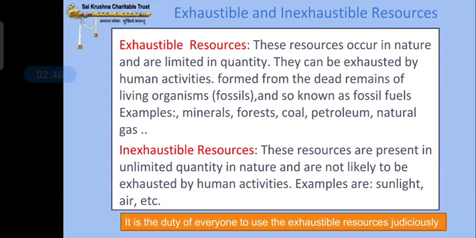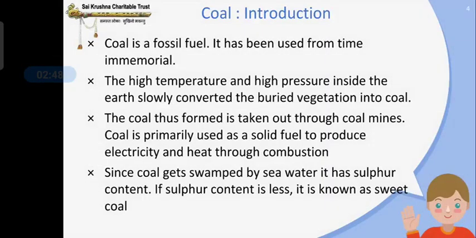Okay, so it is the duty of everyone to use the exhaustible resources judiciously, which means you have to use exhaustible resources in a limited way. Okay. So first let's talk about coal.